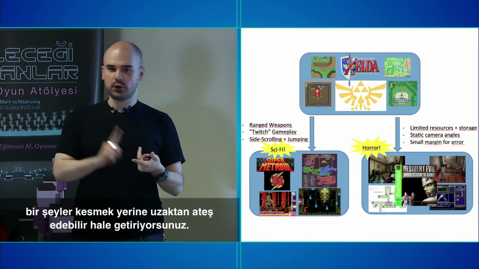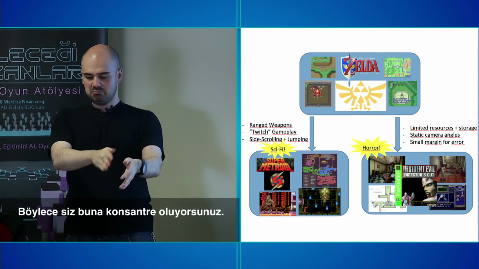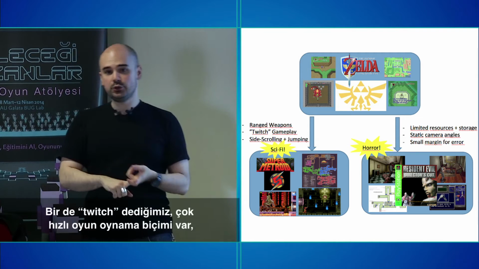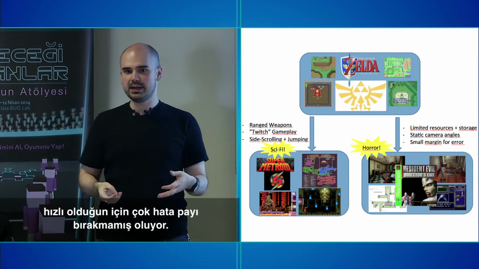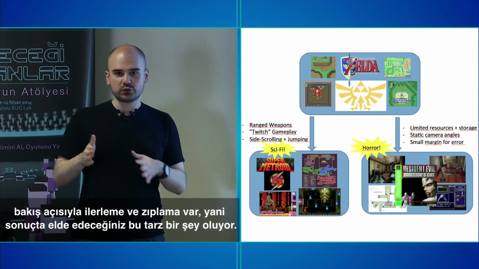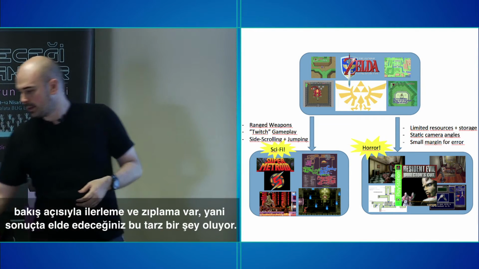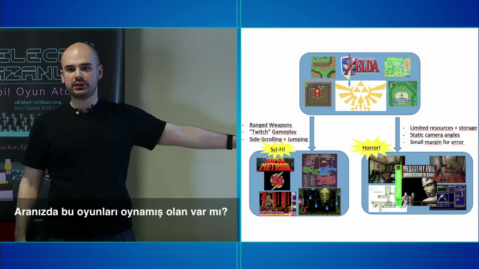Let's say you change the focus to ranged weapons, so shooting weapons, right? So you're focusing more on those. Then you have what we call twitch gameplay, so very fast gameplay, very small margins for error and stuff. And then you have side-scrolling and jumping. You basically get this. Anyone played those games?